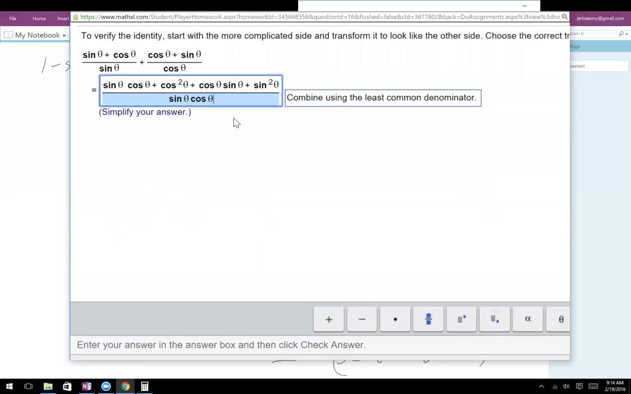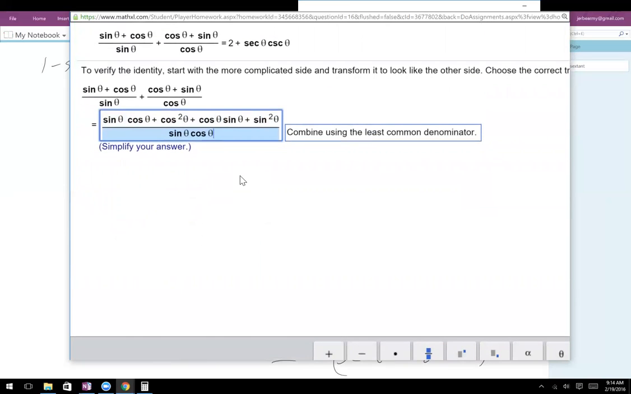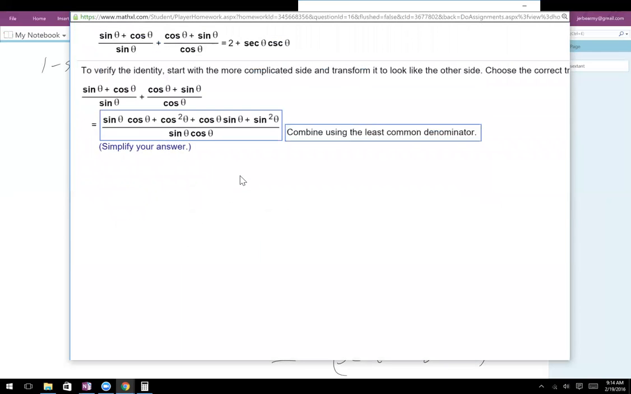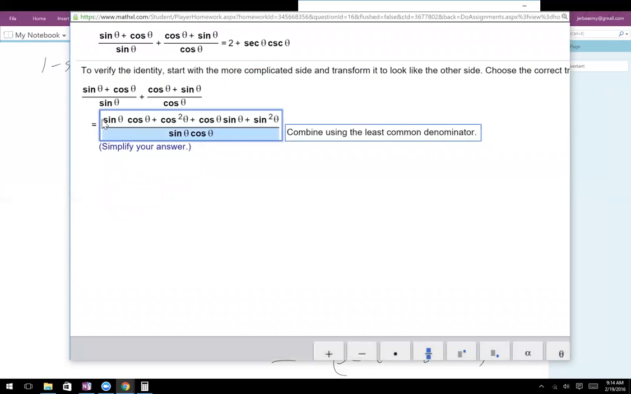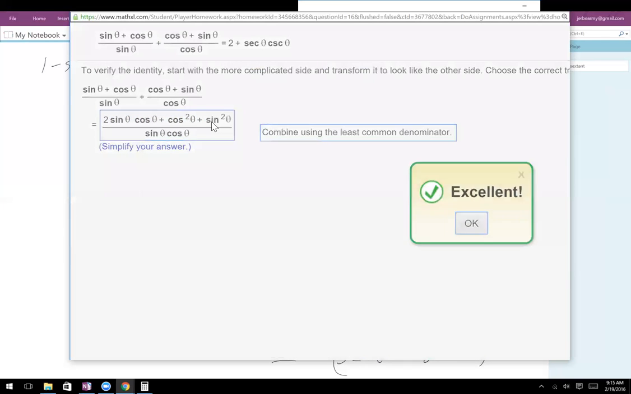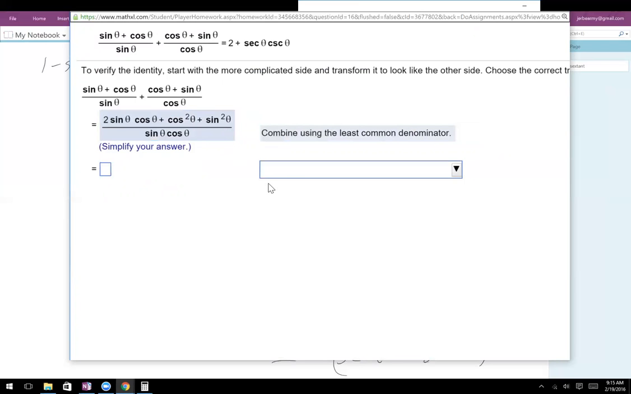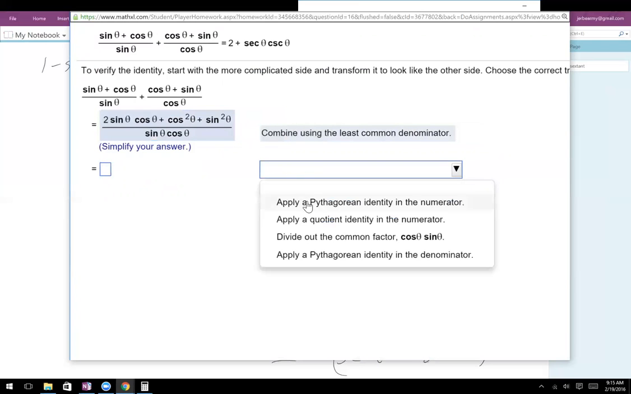Okay. And now the question, do they want me to combine like terms on the top? I don't know. I'm going to hit it. It's not correct. So I guess they do. So the sine cosine combines with the cosine sine to make 2 sine cosine. It didn't want me to. I mean, what it didn't like here is I didn't combine my like terms. I didn't know if they wanted me to or not. There we go. Okay. And now we're going to use our Pythagorean identity, which says what?